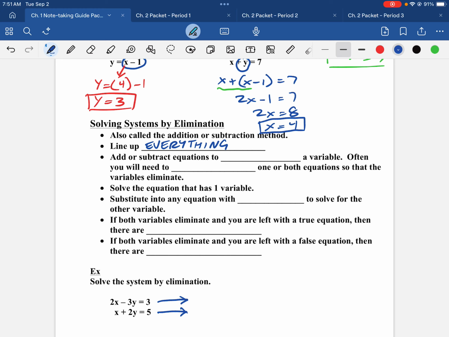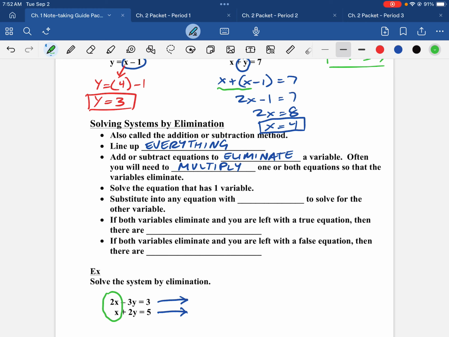Okay, so the bullet point before I start doing that problem: add or subtract equations to eliminate a variable. And then often you will need to multiply one or both equations to make that happen. Okay, so back down to the example, I can either concentrate on the x's or the y's. I think the x's are going to be easier here because you have to do less multiplication, but you could do it either way.